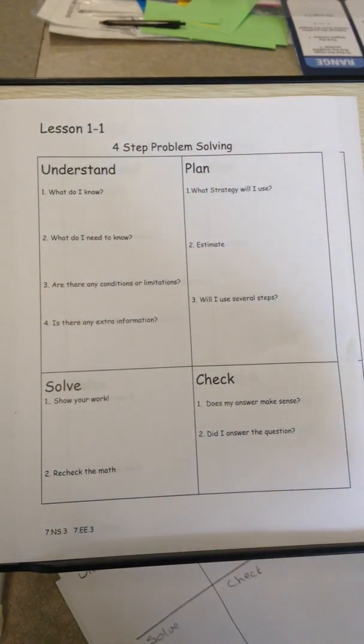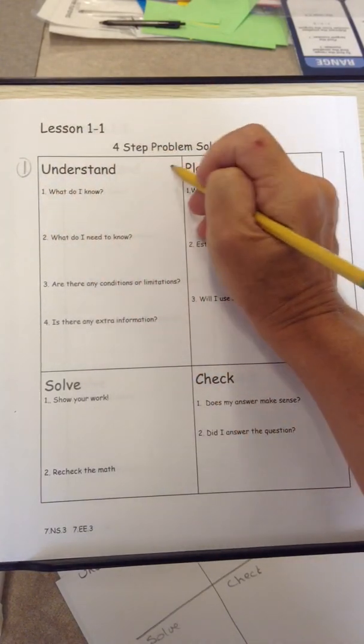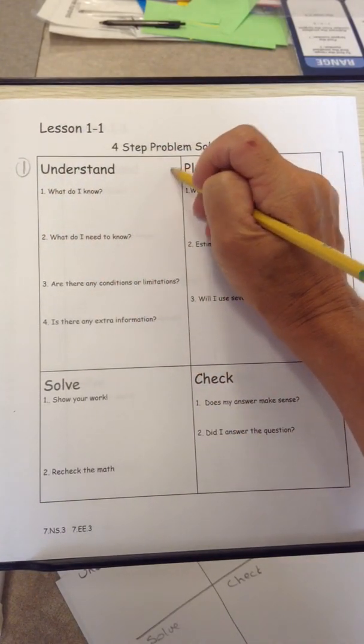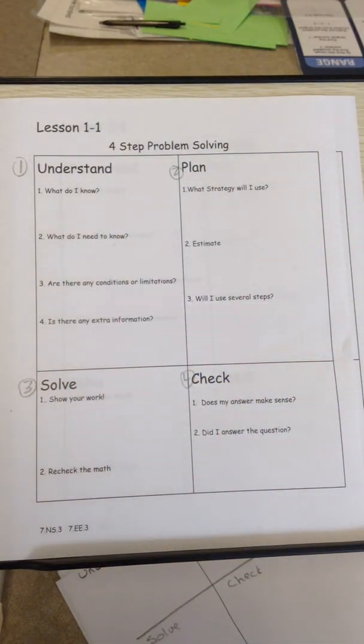So these are the 4 steps, and if you wanted to number them, you could. This is step 1. This is step 2. This is step 3, solving, and then finally checking your answer. If you'd like to see an example of how we use the 4-step problem-solving process in an example problem, watch the next video.